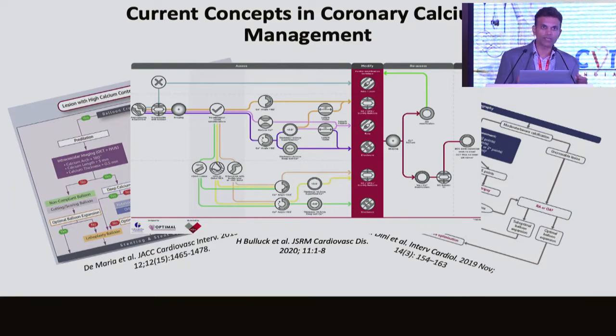And the reality is all of these algorithms are one thing. They're complicated. And calcium is already a difficult thing to treat where you're trying to manage your patient's vitals while you're trying to manage their coronaries. So how do we simplify this?